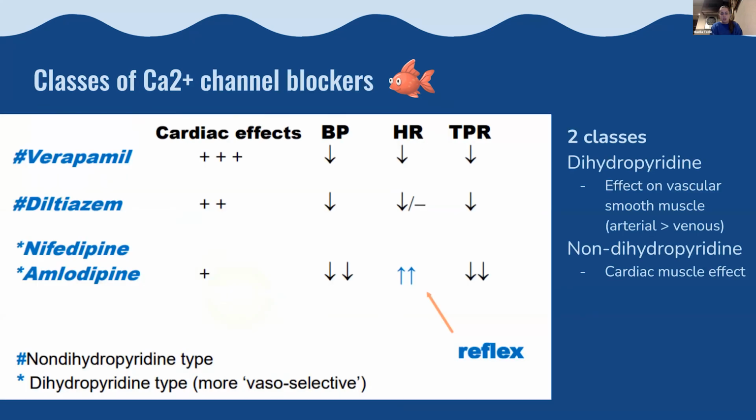All right. So here we can see the different classes of the calcium channel blockers, like I was covering before. The dihydropyridines have an effect on the vascular smooth muscle, whereas non-dihydropyridines target the cardiac muscle. So that's just something you've got to remember. If you have a look here, we've got verapamil and diltiazem, which are both non-dihydropyridines. So they target the cardiac muscle. So they have big cardiac effects.